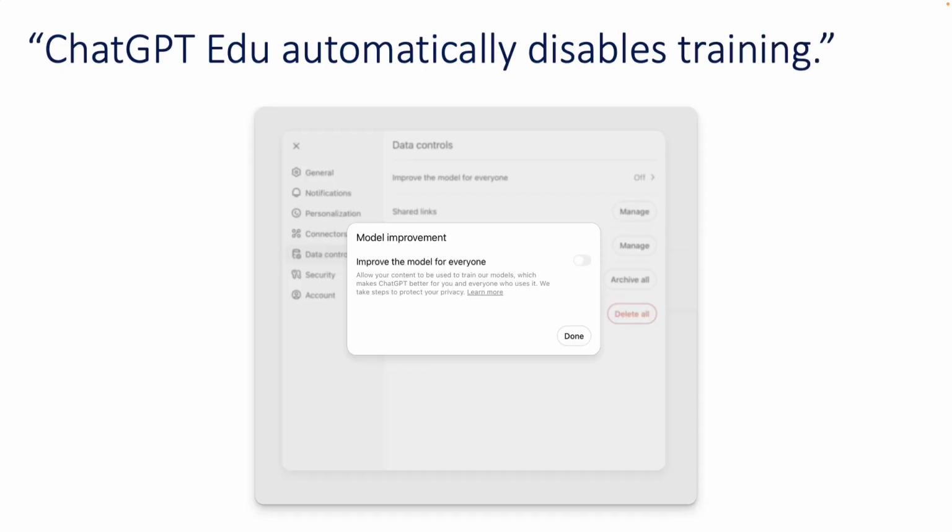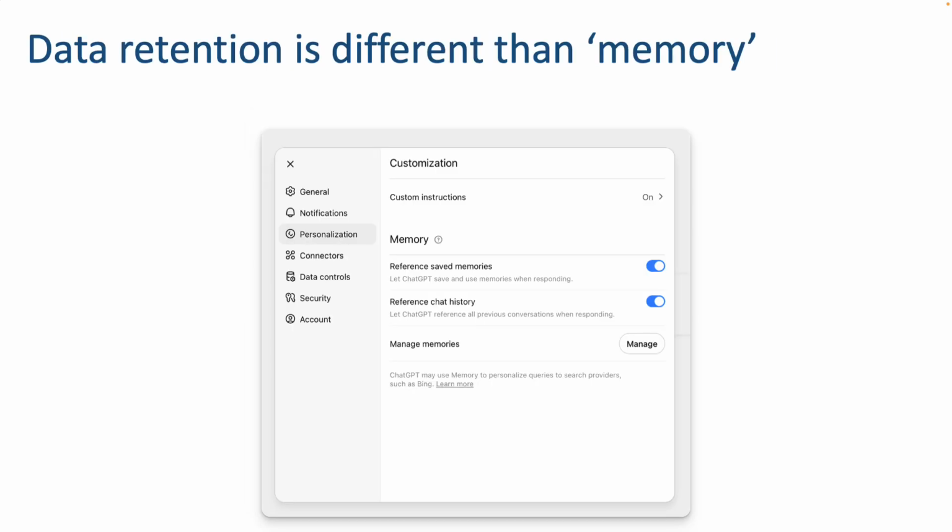So I told you, and this is an important point, ChatGPT Edu automatically disables training. So you'll have some different features here if you access ChatGPT through an educational license. An important point here when we're talking about data and data retention and privacy is that data retention is different than memory. So also within the chatgpt.com settings, what you'll be able to see are some settings for memory.